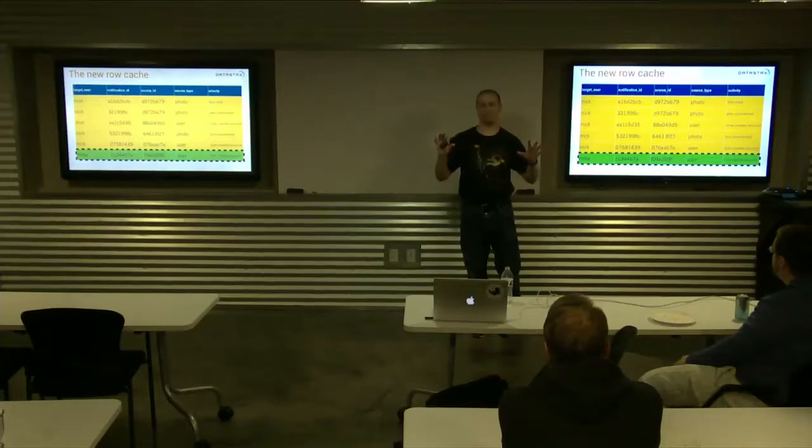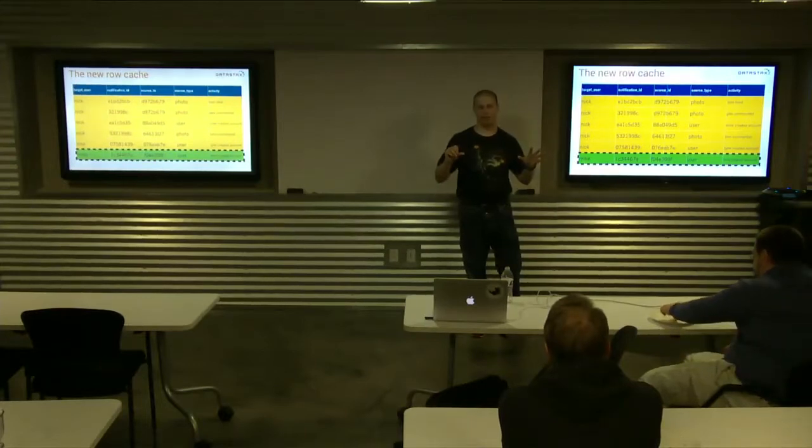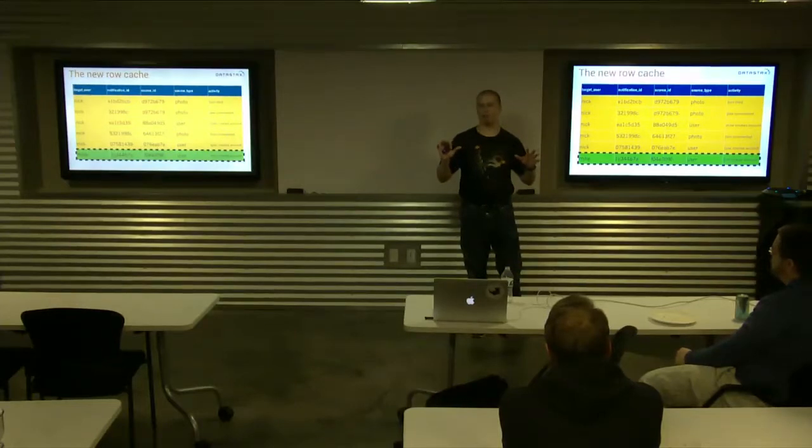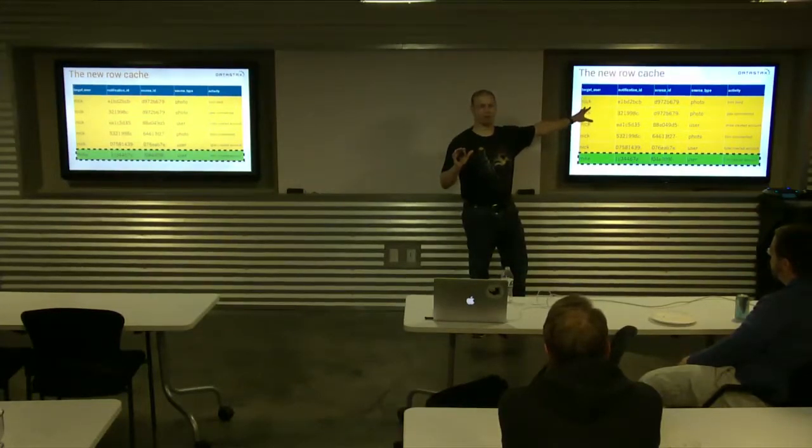If that's not what you want, you can go back to the old row cache behavior by saying rows per partition to cache equals all. But for all the use cases we looked at, people were either caching the beginning of the partition or the end of the partition, and you can turn the end of the partition into the beginning just by reversing that collation order, Jeremy.